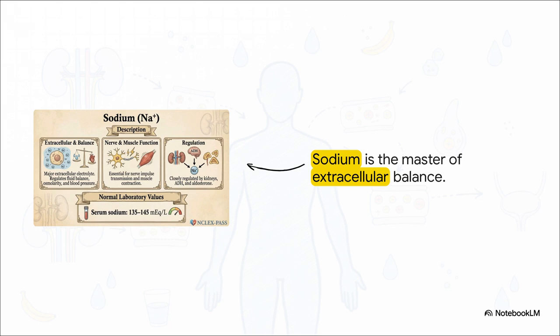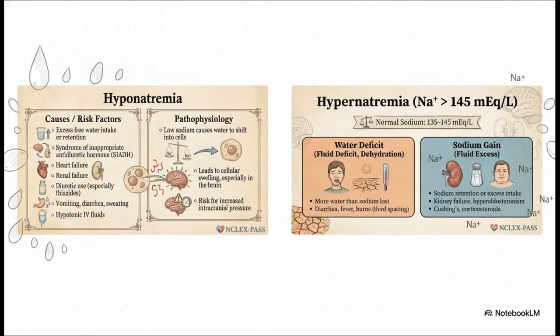Let's start with sodium. Sodium is the undisputed master of extracellular fluid balance. It basically acts as the primary dial for your overall fluid volume and your blood pressure. It is so absolutely critical that it's strictly regulated by the kidneys and vital hormones like ADH and aldosterone. Because remember, where sodium goes, water powerfully follows. Let's look at the two extremes to see what happens when things go wrong.